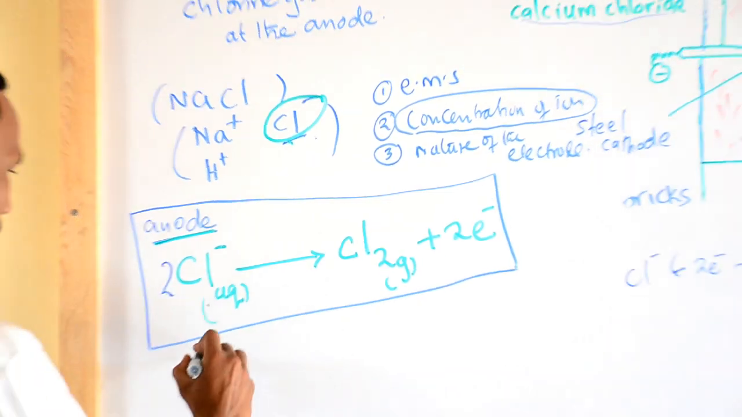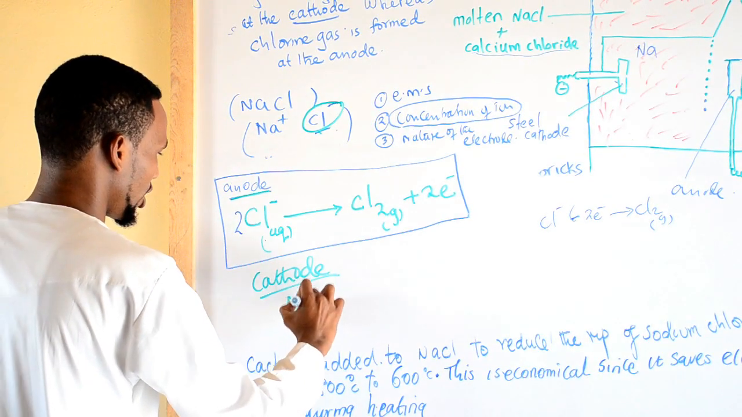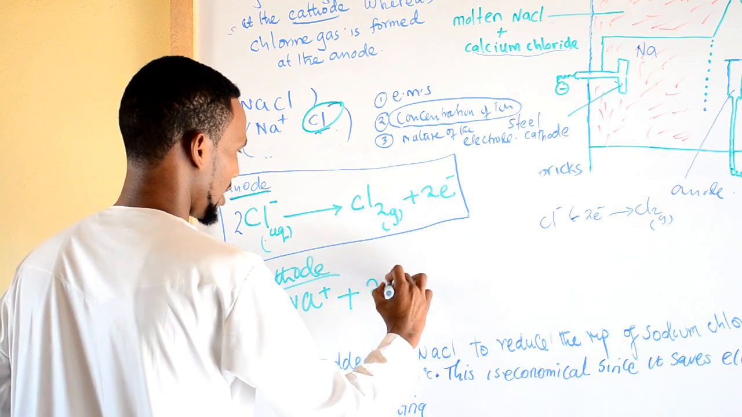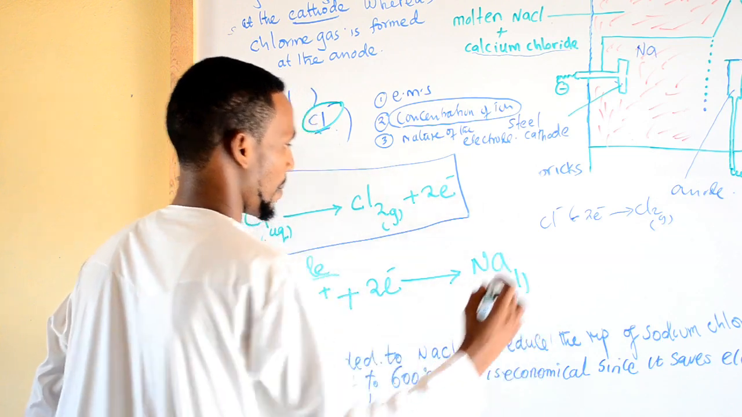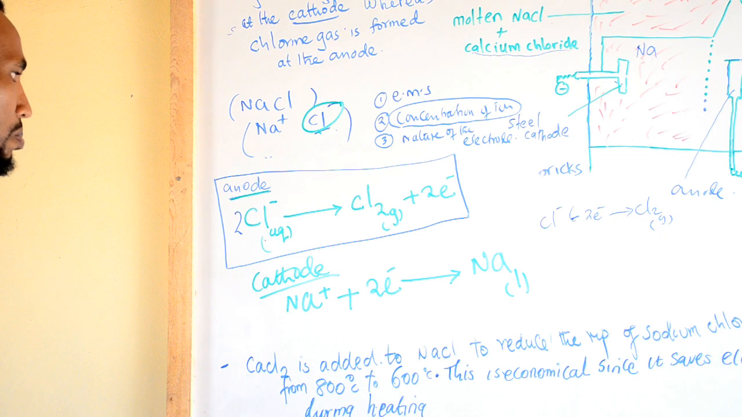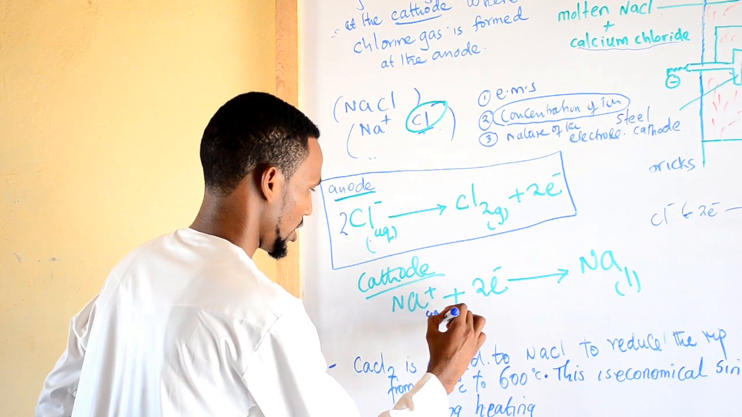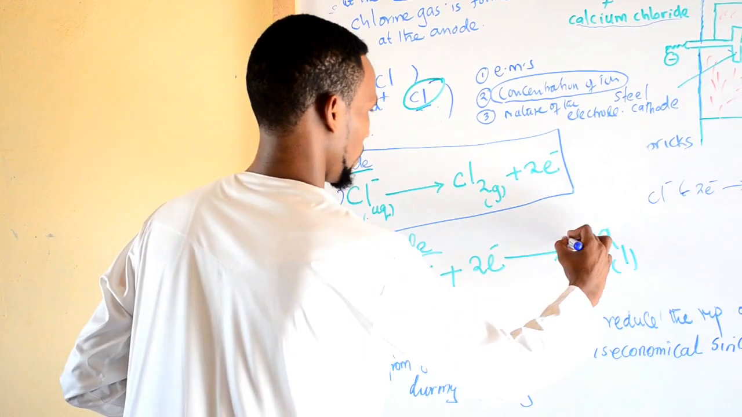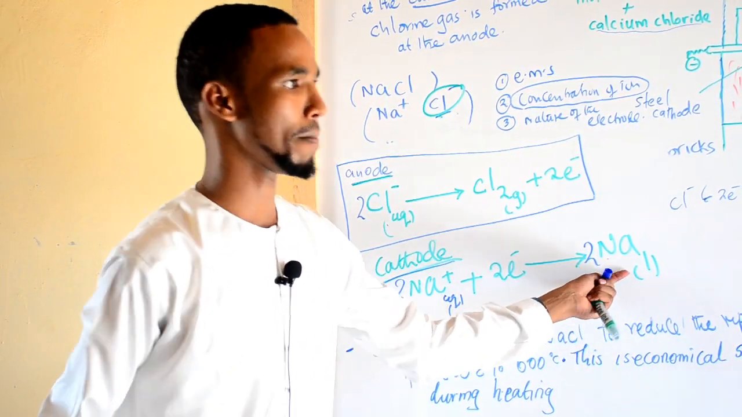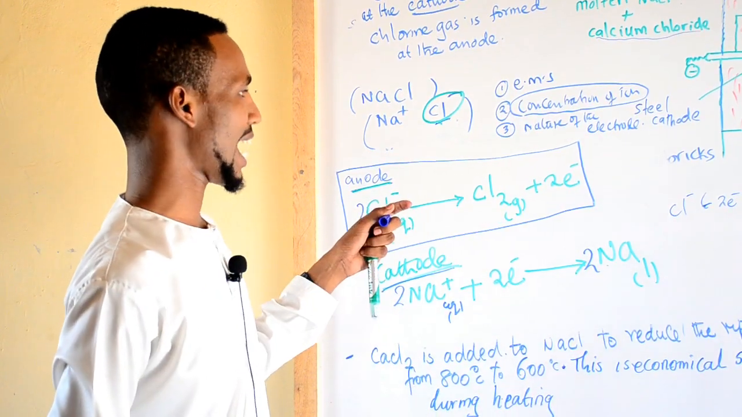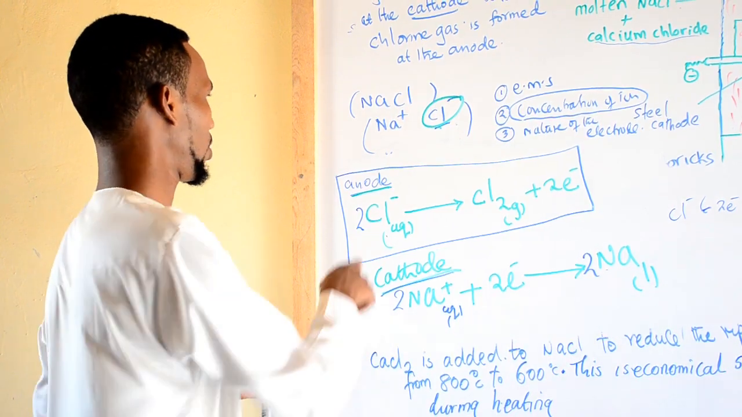Now let's go to the cathode. At the cathode, the sodium ion is discharged. Sodium ion will gain 2 electrons, and it will form molten sodium, or sodium metal. So this is aqueous, and when you balance, it is 2, 2. So at the cathode, we have sodium metal that is deposited. At the anode, we have chlorine gas.